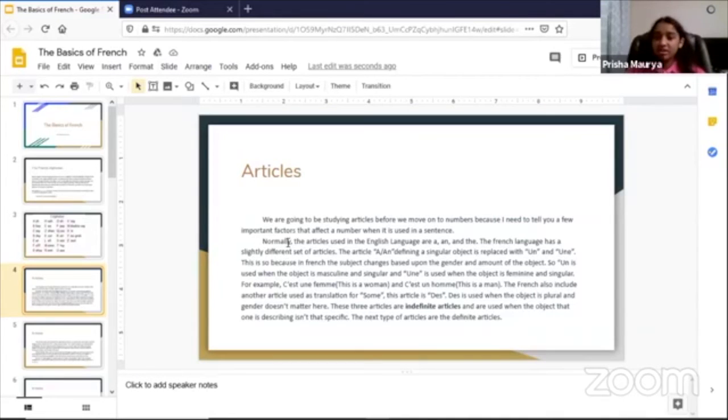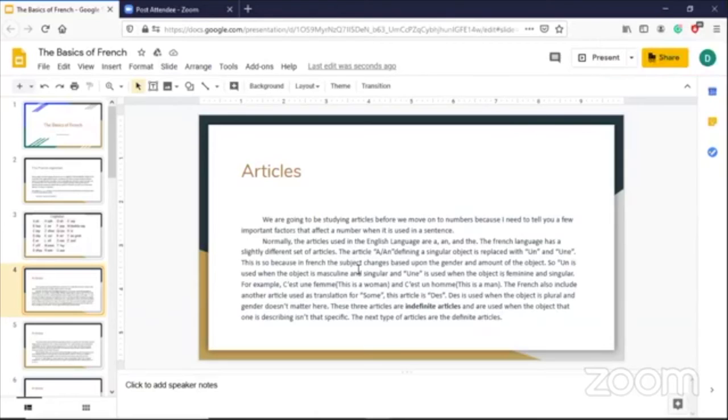The normal articles in English are a, an, and the. But in French, we have approximately 4 types of articles, and we're only going to focus on indefinite and definite articles. So, Prisha, I have a question.